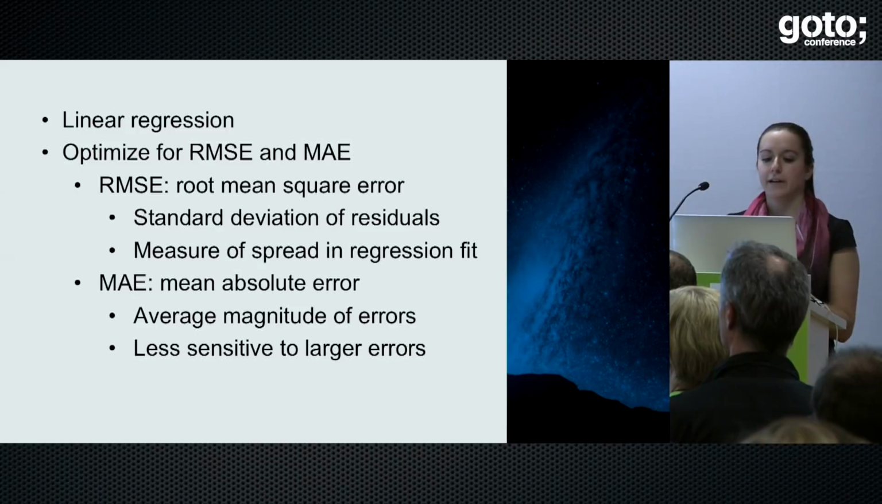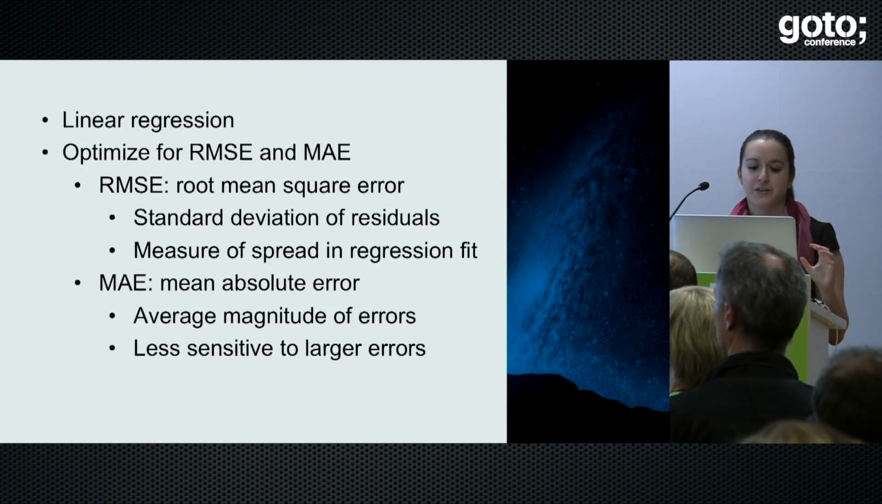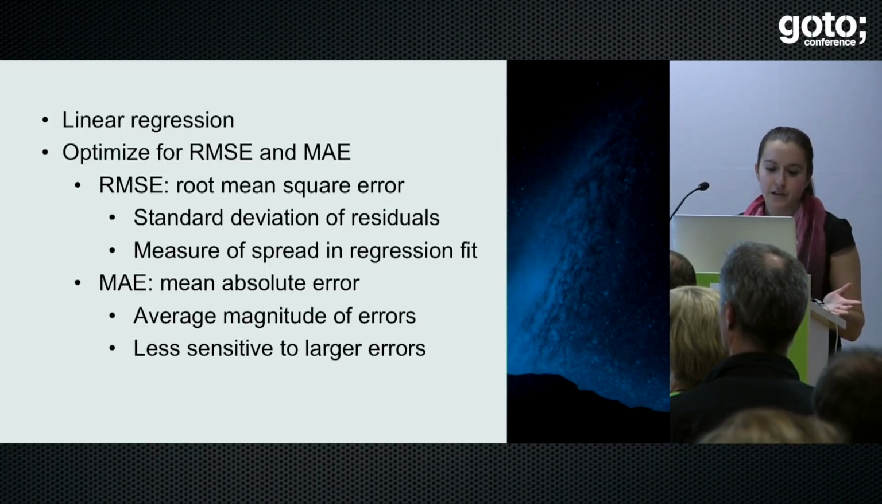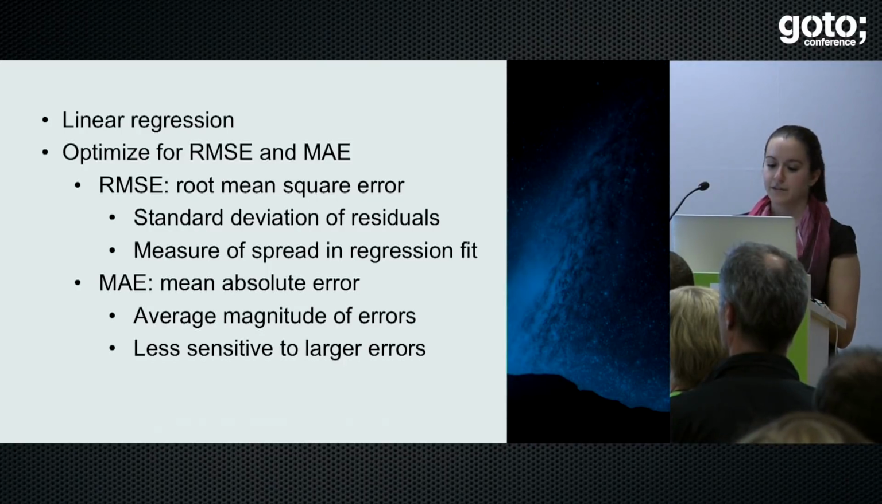So root mean squared error is the standard deviation of residuals in a linear regression model. It measures the spread in the regression fit. It's basically a measure of the noise in the system. And also, mean absolute error is the average magnitude of errors, which is a little bit less sensitive to larger errors.